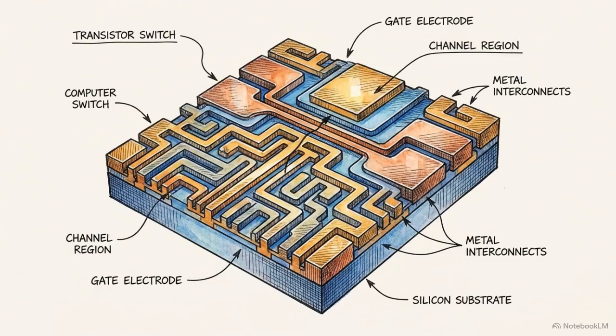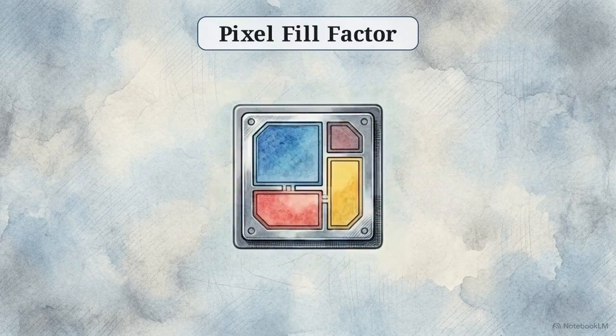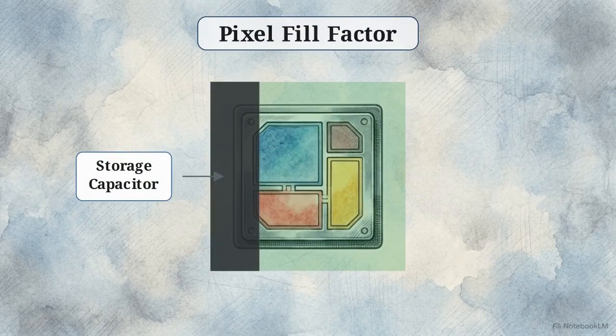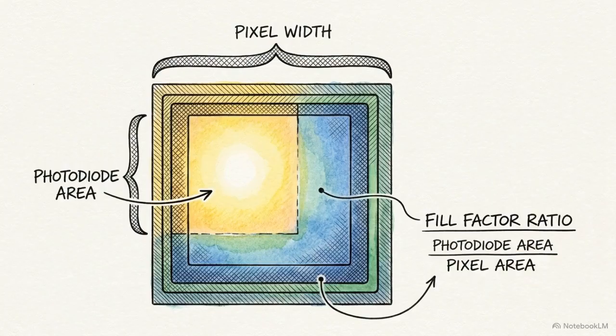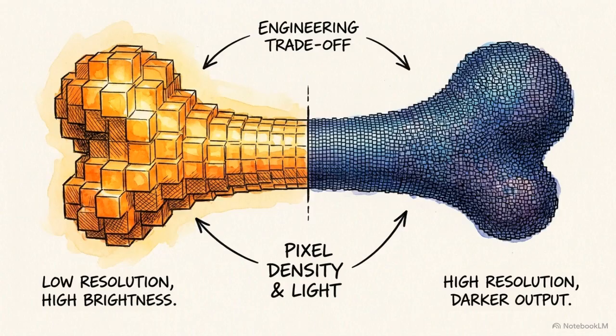But the active matrix introduces a physical hardware constraint. The space taken up by the storage capacitor and the TFT switch cannot be used to detect light. The ratio of the light-sensitive area to the overall pixel footprint is known as the fill factor. This creates a direct engineering trade-off.